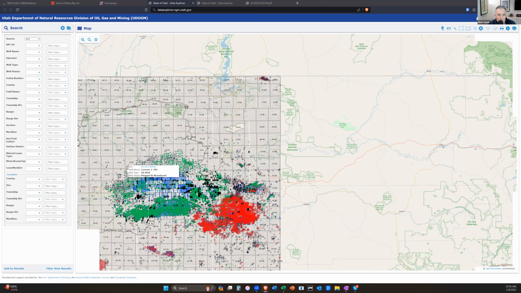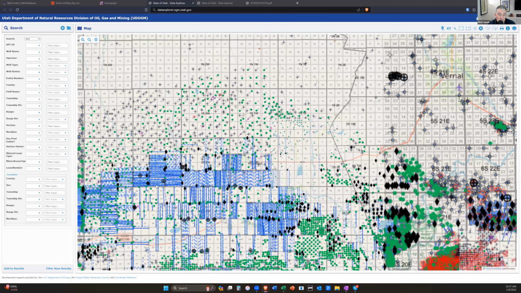And it's roughly, I'll say, six townships east to west and probably three or four townships north to south. So it's a very small area relative to some of those other bigger basins or plays that other operators are going after. But there's definitely activity going on here. And you can see here with these blue lines, these are the horizontal well bores.